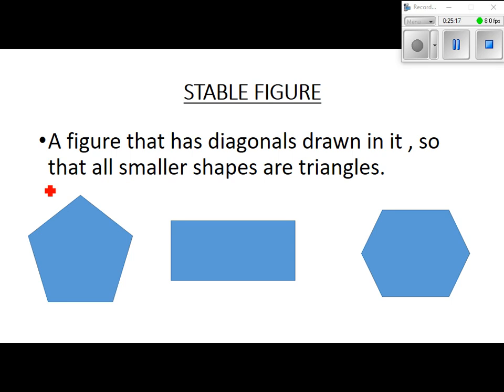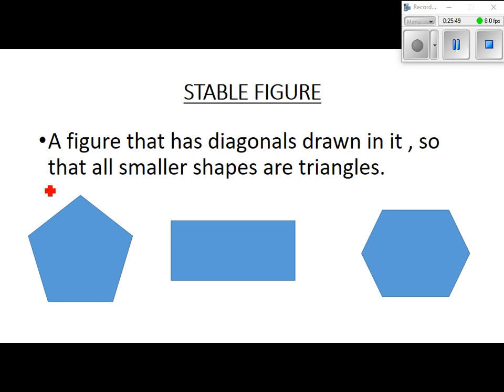A triangle is considered a rigid figure. It's considered a rigid figure because if I build a triangle and I stand on it, it's not going to collapse. If I build a rectangle and I stand on it, what's real likely to happen? The top will bow in. It's going to fold and collapse. If I built this pentagon and stood up here on the tip, what's very likely to happen? It's going to collapse. It's going to smash down.